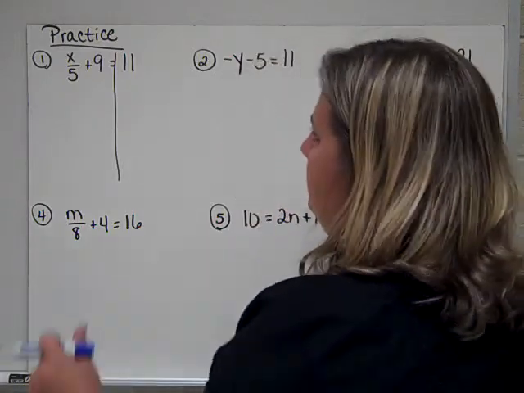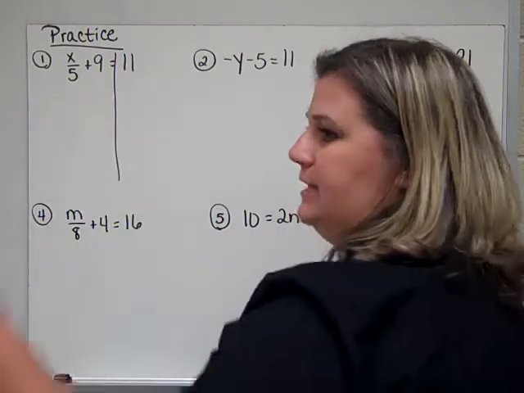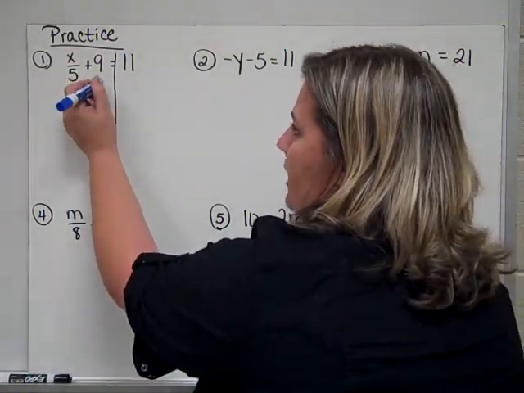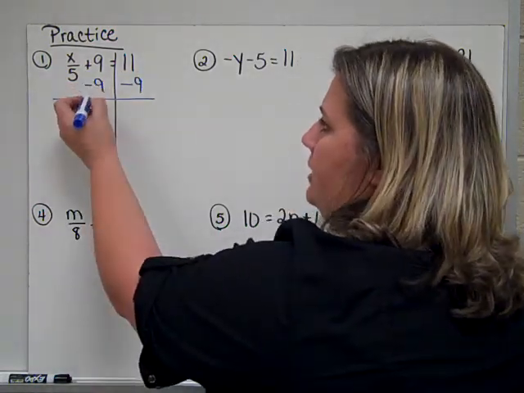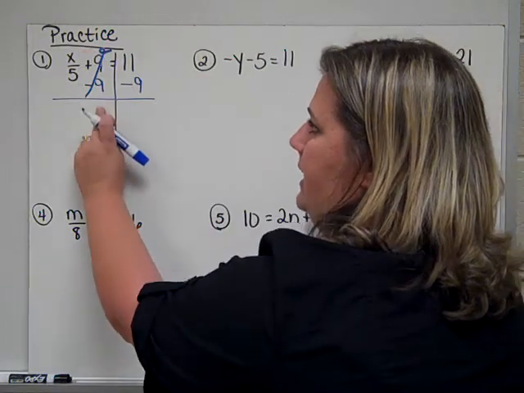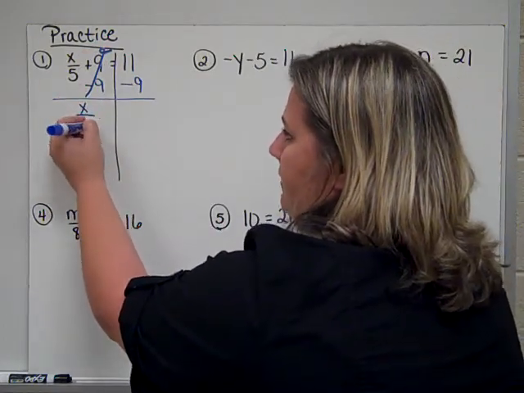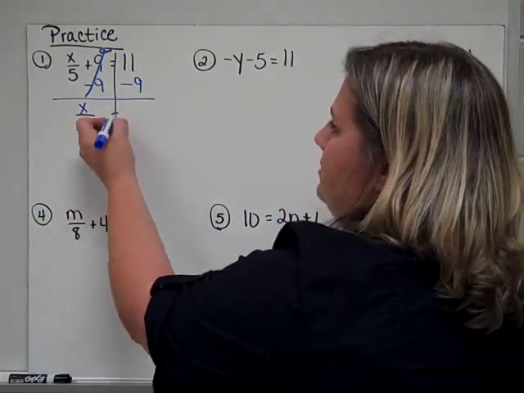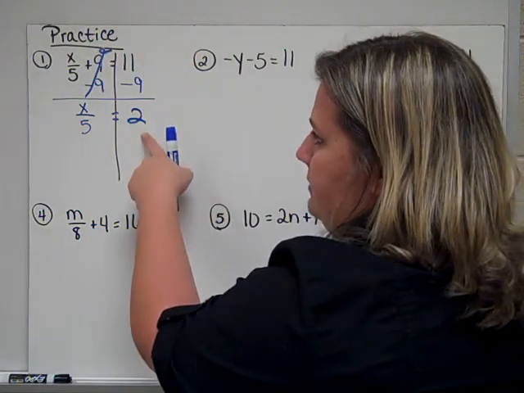Here, I have a fraction, however, it's not the entire side like example number 4 was. I have addition, so that means I must subtract 9 from both sides. By subtracting 9 from both sides, positive 9 and negative 9 go to 0, and x divided by 5 is what comes down on the left-hand side, equals positive 2. 11 minus 9 is positive 2.